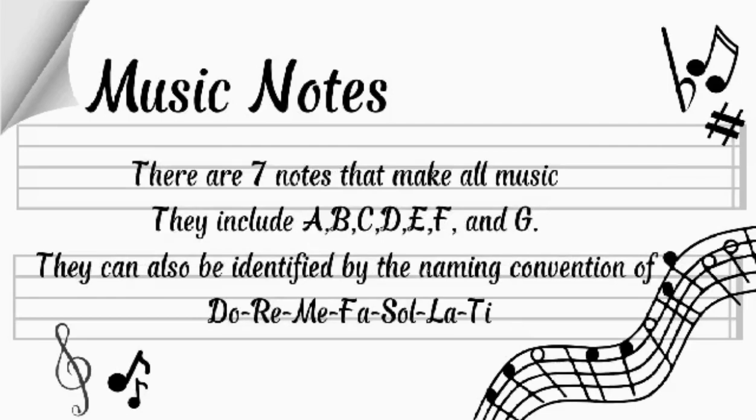There are 7 notes that make all music. They include A, B, C, D, E, F, and G. They can also be identified by the naming convention of Do, Re, Mi, Fa, Sol, La, Ti.